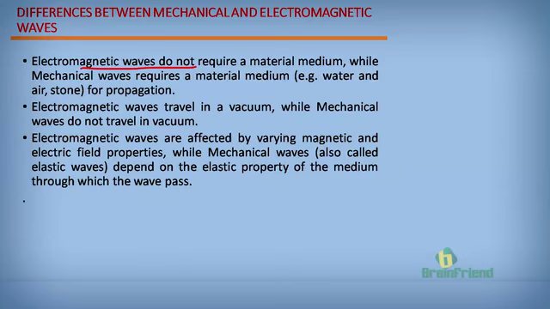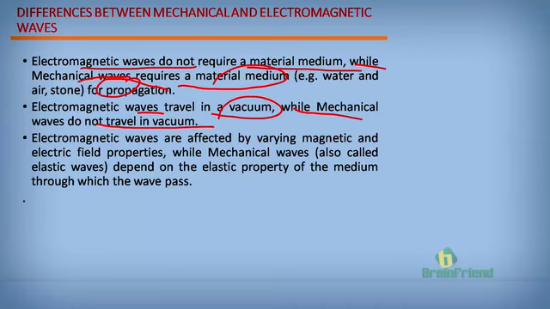What are some of the differences between mechanical and electromagnetic waves? Electromagnetic waves do not require a material medium, while mechanical waves require what? A material medium for their propagation. Electromagnetic waves travel in a vacuum, an open space, while mechanical waves do not travel in an open space.